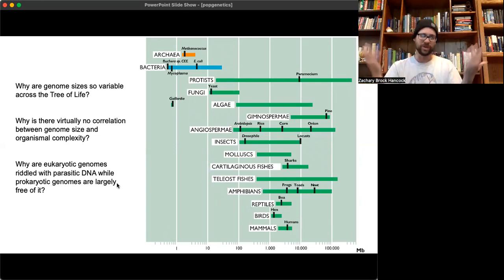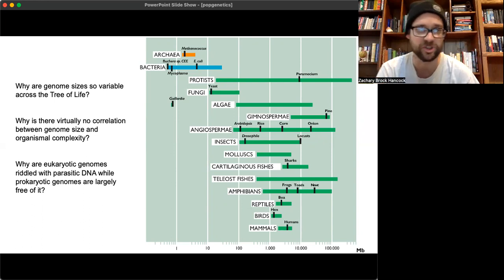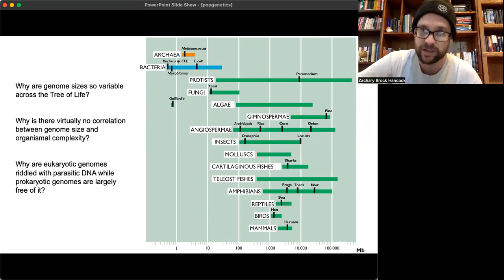So obviously this leads to the next question. Why is there virtually no correlation between genome size and organismal complexity? And why are eukaryotic genomes riddled with parasitic DNA while prokaryotic genomes are largely free of it? So these are some questions that, without thinking about the population genetic environment in which these organisms evolve, you're going to struggle to understand these questions of genomic architecture. Why do they look the way that they do? Why have they evolved the way that they've evolved?